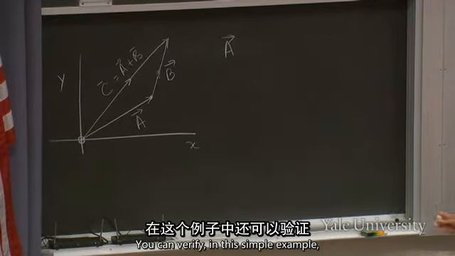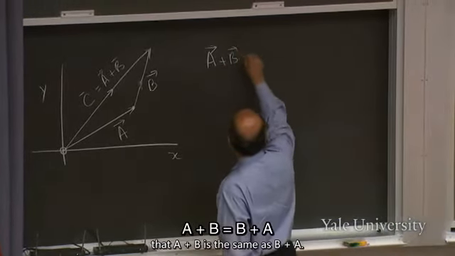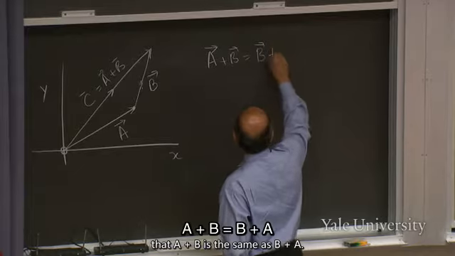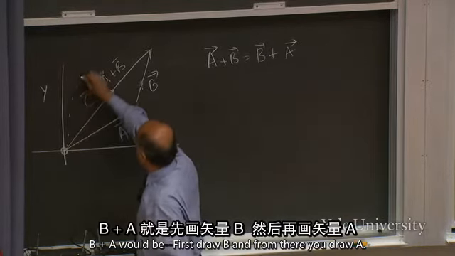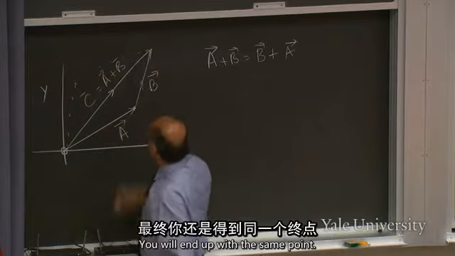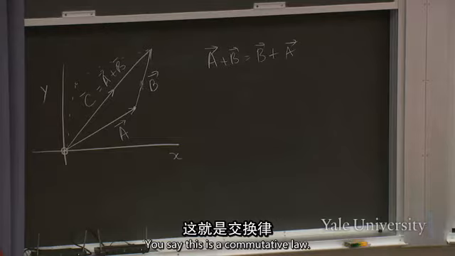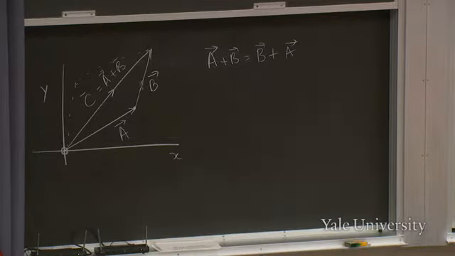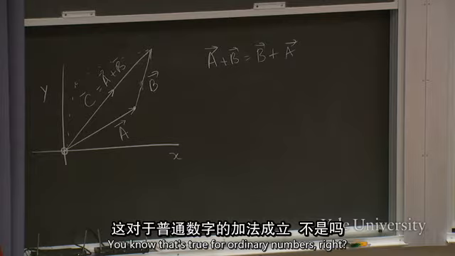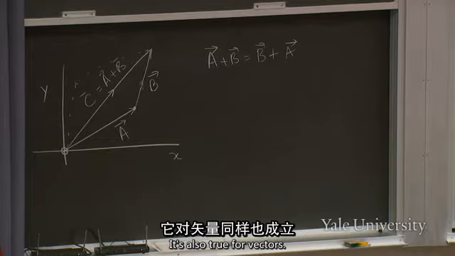So that tells you how to add two vectors and get a sum. You can verify in this simple example that A plus B is the same as B plus A. B plus A would be first draw B, and from there you draw A, and you will end up at the same point. So you say this is a commutative law. It doesn't matter the sequence in which you add the two vectors. We know that's true for ordinary numbers, right? 3 plus 4 and 4 plus 3 are the same. It's also true for vectors.